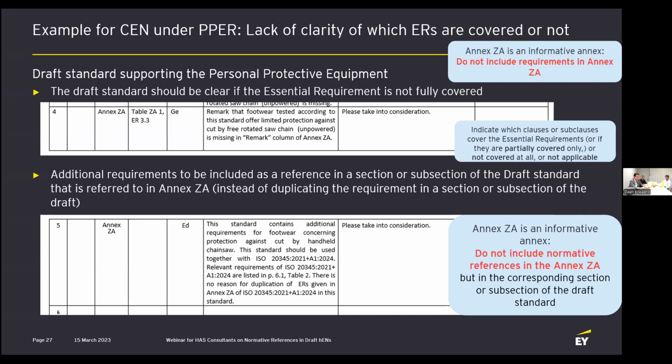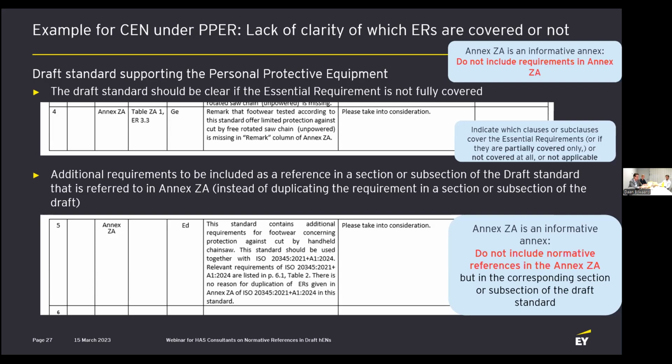So in this case, a draft standard supporting personal protective equipment. The draft standard should be clear if the essential requirement is not fully covered. Here we have an example of a comment from a consultant assessing a particular standard, saying: remark that footwear tested according to this harmonized standard for protective footwear offers limited protection against cut by a free rotated saw chain, unpowered.